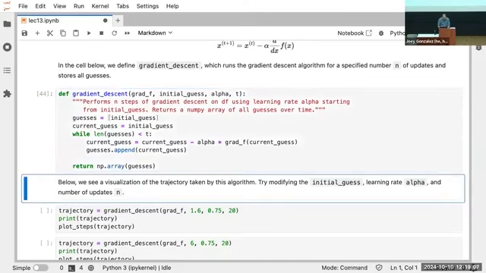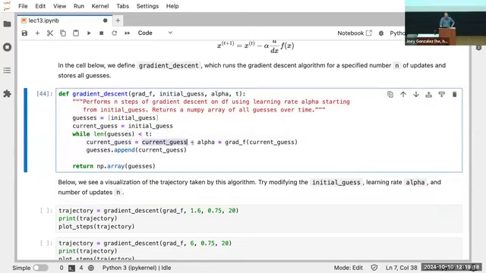Okay. There's my algorithm. I start with my initial guess as my list of guesses. In this algorithm, I'm going to return all my guesses so I can plot it. And I take my current guess, and I say my current guess is my old current guess minus alpha times the gradient, evaluate the current guess. And then keep that in my list of guesses. Okay? Can run it.